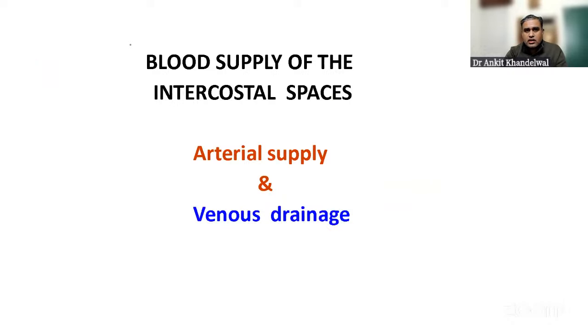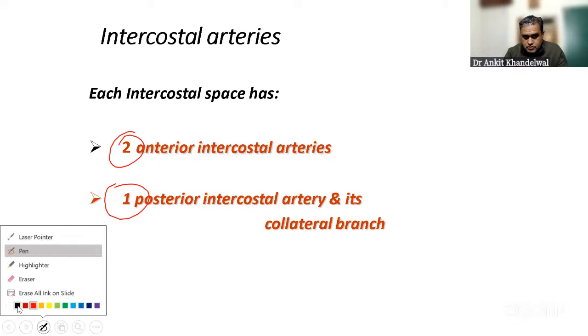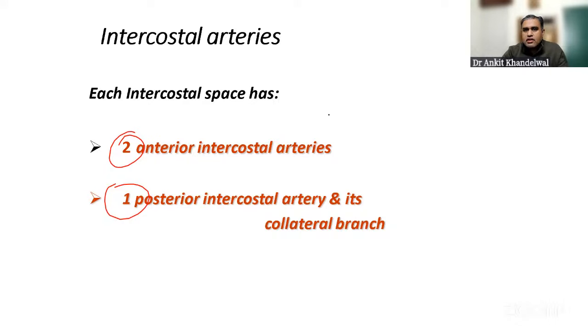The blood supply of the intercostal spaces, arterial supply and venous drainage, we can do in another session, but I'll just make you go through it. Intercostal arteries are there. Each space will have 2 anterior and 1 posterior intercostal artery. The flowcharts will help you. The anterior intercostal arteries basically come from the internal thoracic artery, and this you can divide into upper 6 spaces and lower 3 spaces.